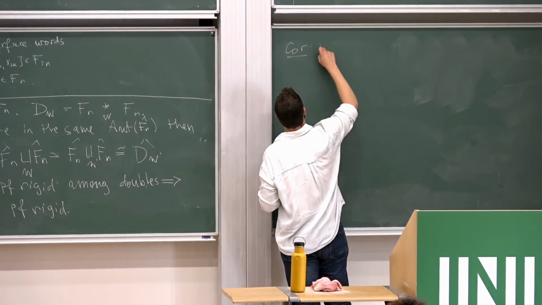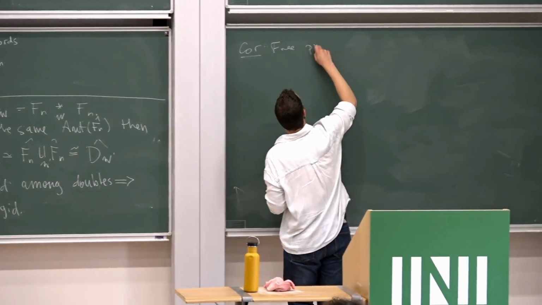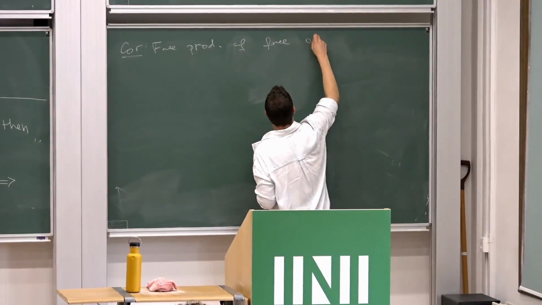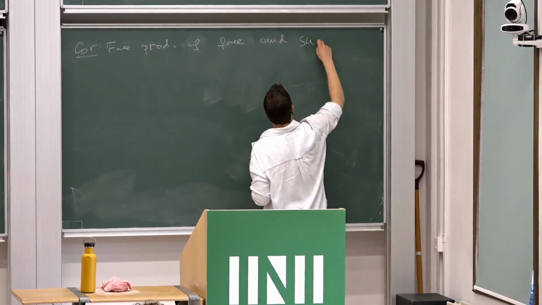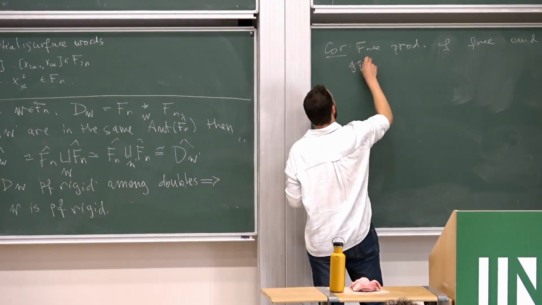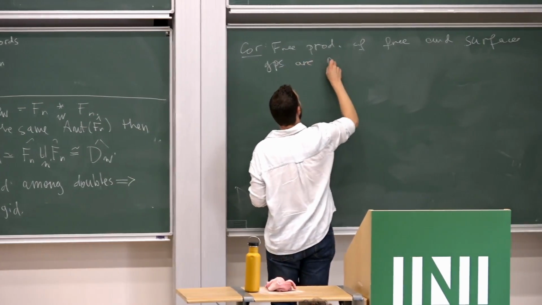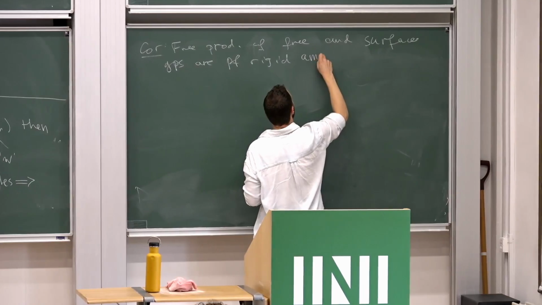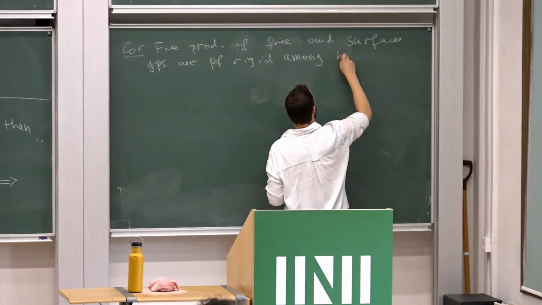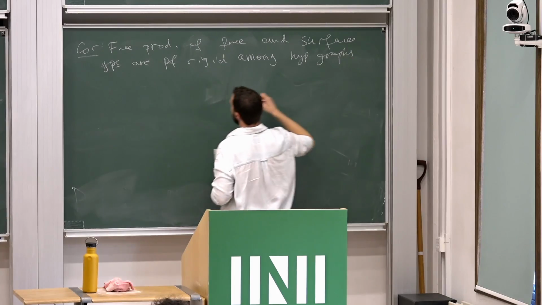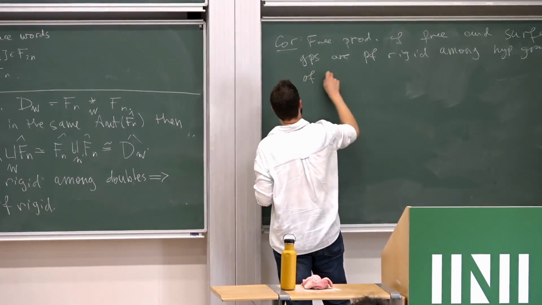that free products of free and surface groups are profinitely rigid among hyperbolic graphs of free groups with Z edges.